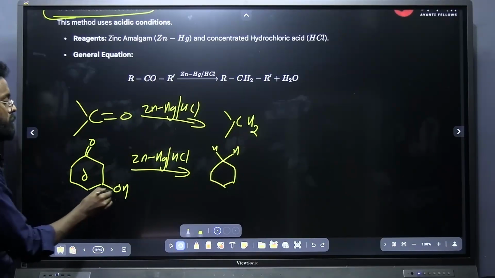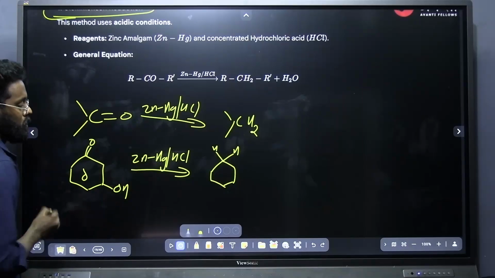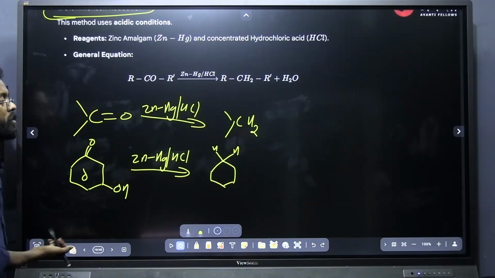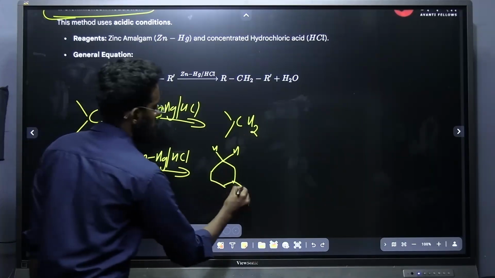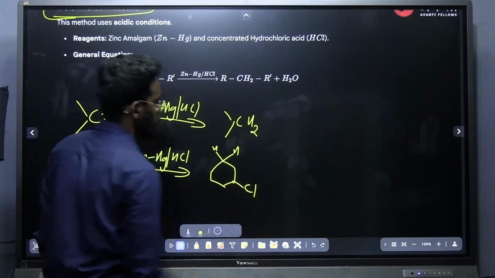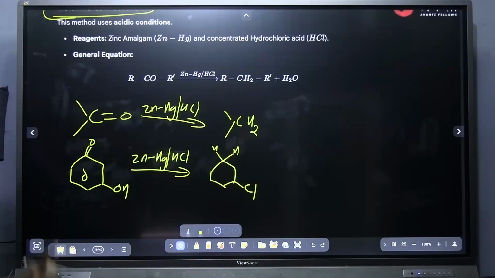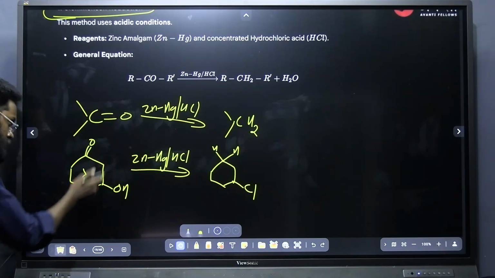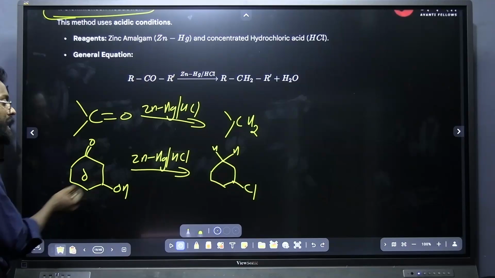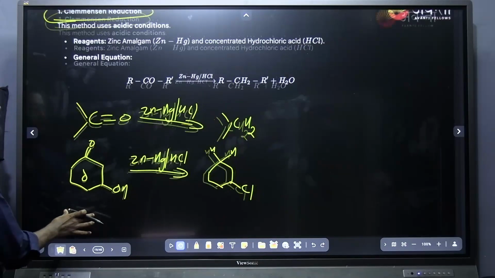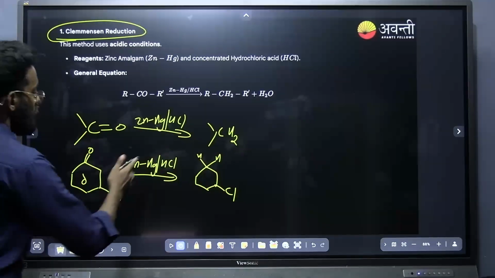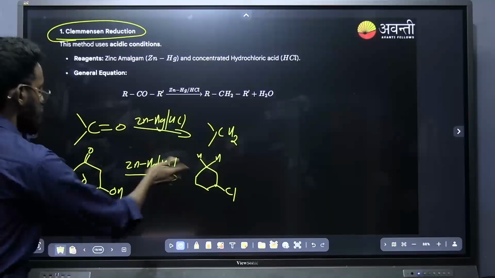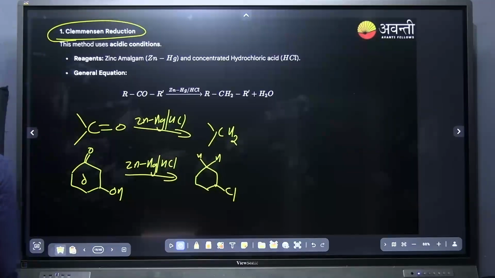Now what about this OH? Here this OH and there is HCl. They can be involved in a nucleophilic substitution reaction, so there will be replacement of OH by Cl. That is another point you have to note down. If there is any acid sensitive side group, that will also react, and that will also make a product.